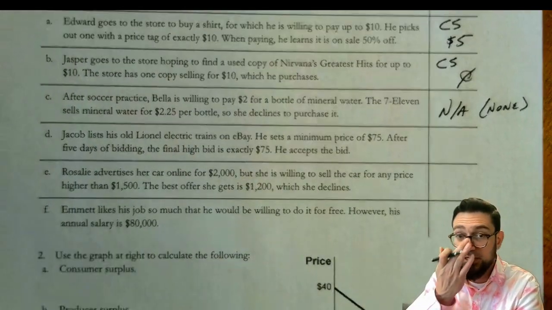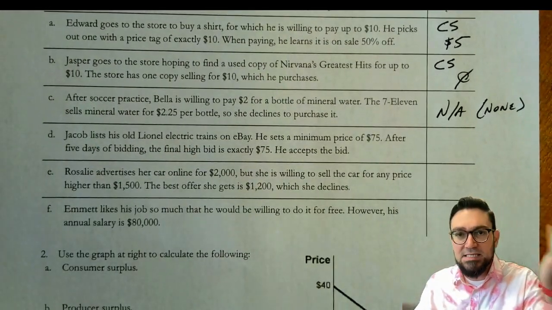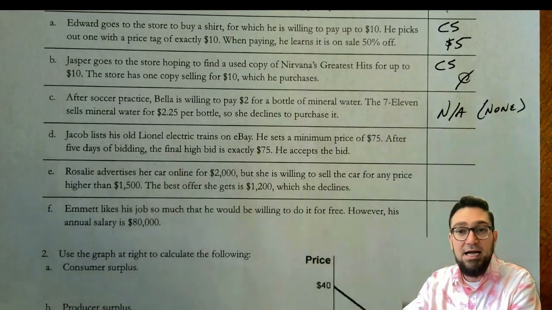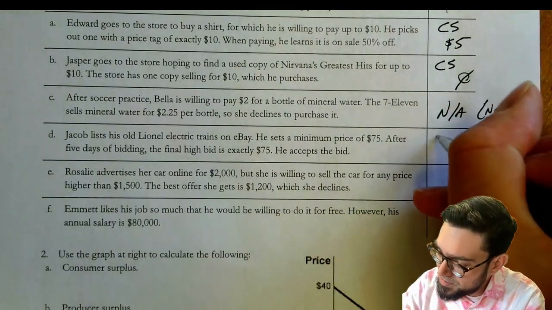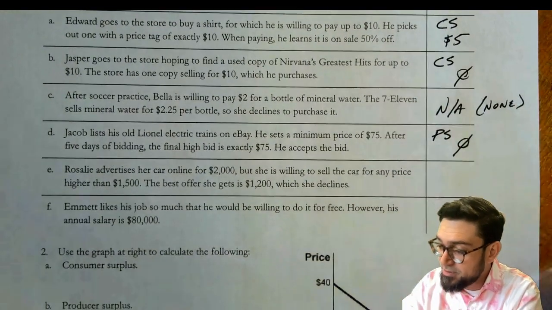Jacob says, I want to sell my old Lionel trains on eBay. Minimum price is $75, 5 days of bidding. Final high bid is exactly $75 and he accepts it. So his producer surplus is exactly 0.